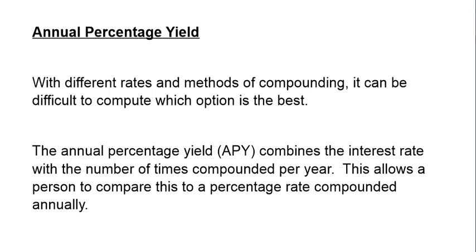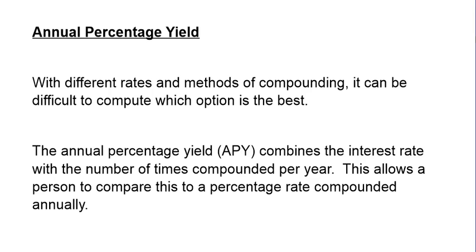Okay, so the vocabulary term is annual percentage yield. Okay, with different interest rates and different times being compounded per year, it's a little difficult to compare all of the methods to determine which option is the best. So something they use is called the annual percentage yield. Basically, that takes into consideration your interest rate with the number of times being compounded per year to find a value which is called the APY, your annual percentage yield.